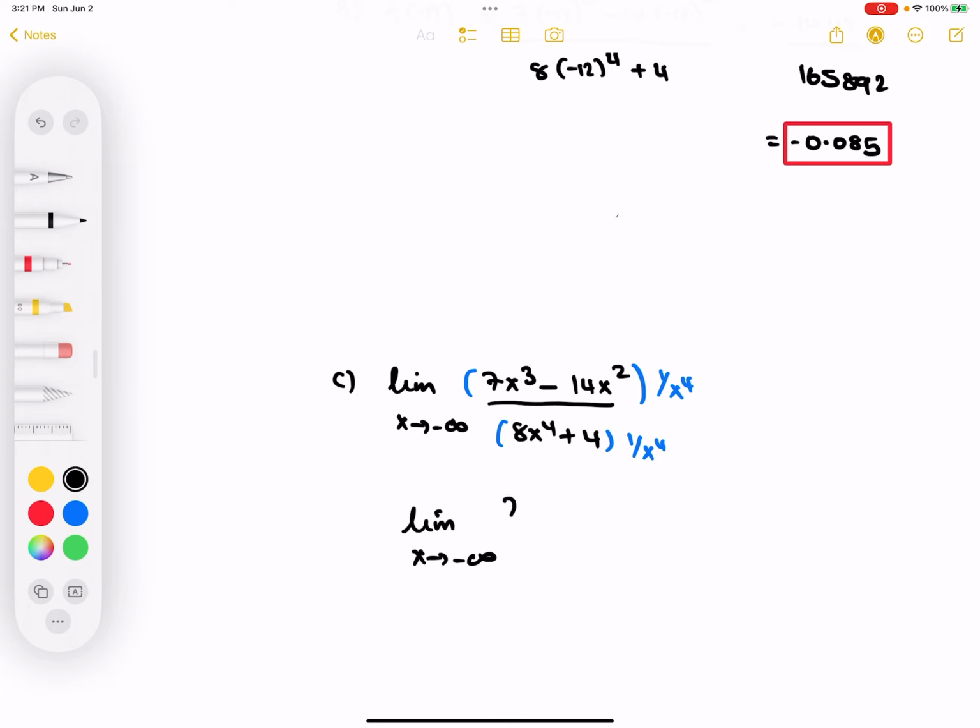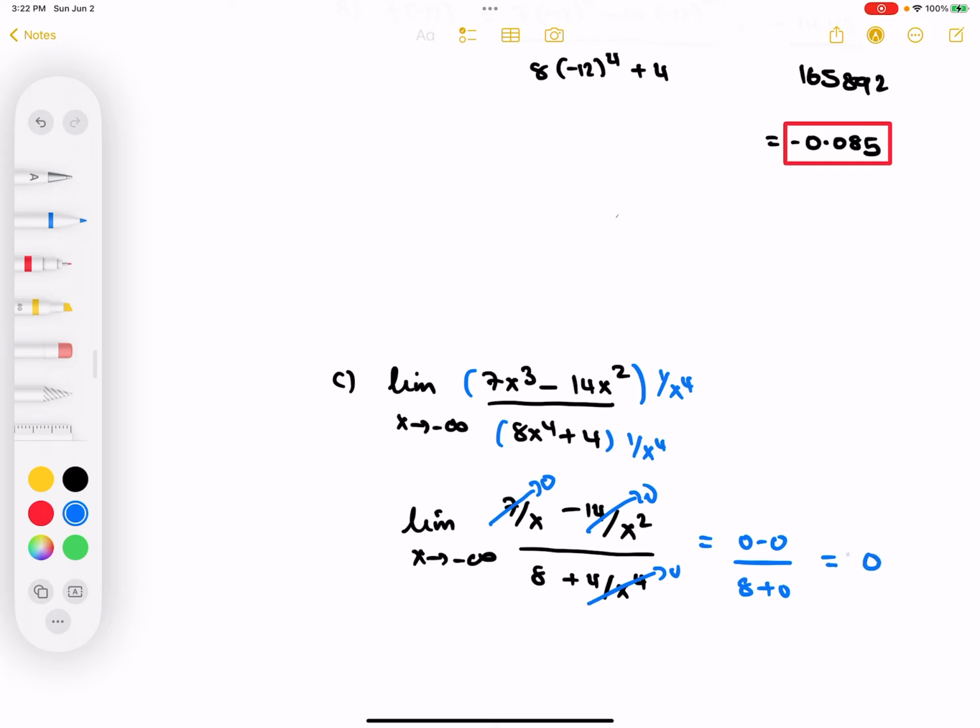The first one is 7 over x. The second one is 14 over x squared. The denominator is 8 plus 4 over x to the fourth. Remember, from our previous example, if there is a huge negative or positive number on the denominator, this becomes 0, this becomes 0, this becomes 0. So this is equivalent to (0 minus 0) over (8 plus 0). Then the final answer becomes 0.